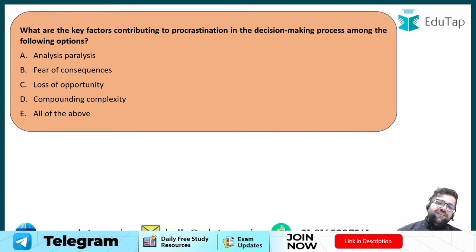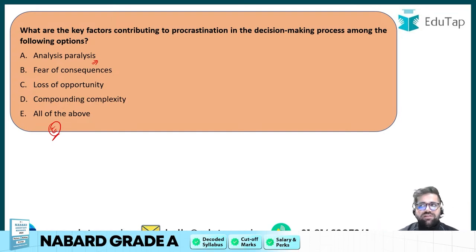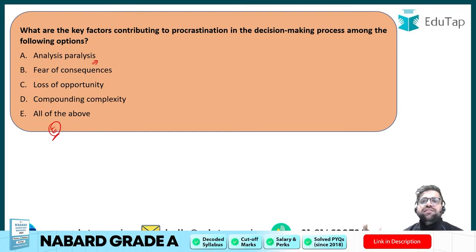So what are the key factors contributing to procrastination? Definitely all of the above is the right answer. Why? Let's try to understand it. Analysis paralysis means that you are not making the final decision and you are just doing analysis, and analysis.